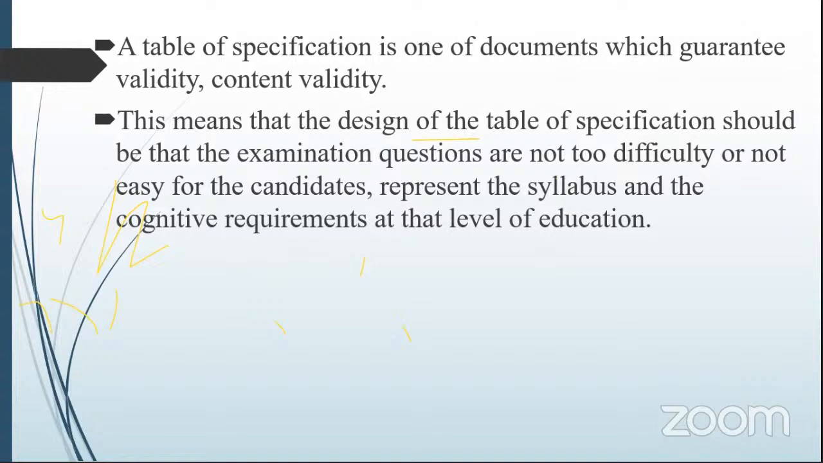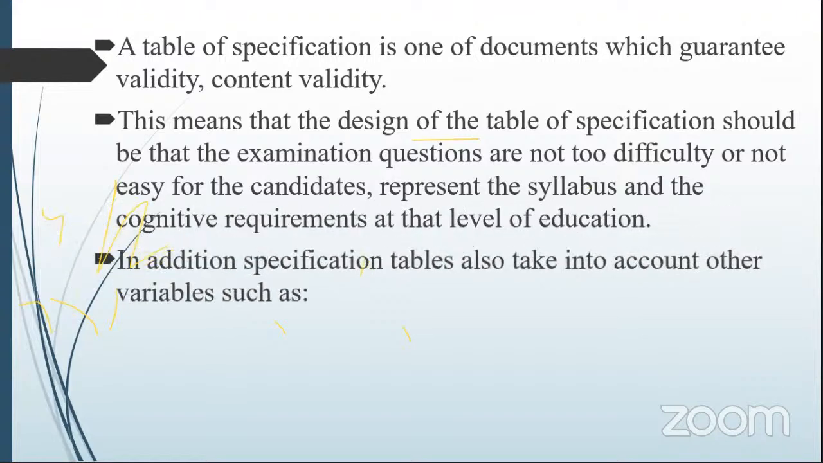This means that the table of specification will help us be able to ensure that the examination questions are not too difficult or too easy for the candidates, because it will help us balance those. It also represents the syllabus and the cognitive requirements at that level of education. If we remember the table that we had scrolled, it was indicating the levels of the skills.